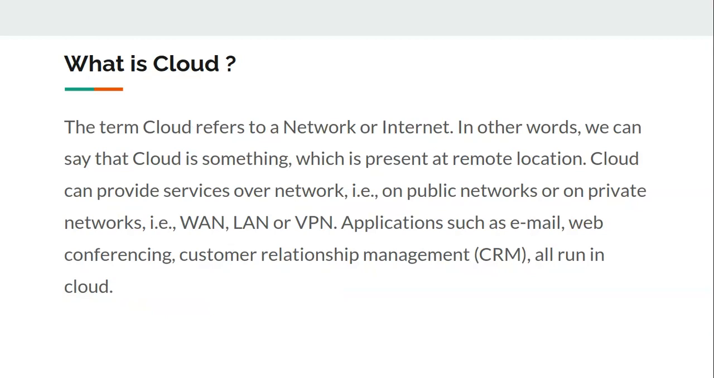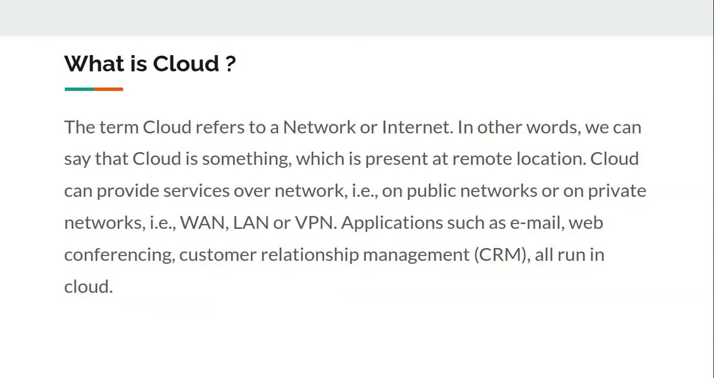What is cloud? The term cloud refers to a network or internet. When we talk about cloud, it's not the natural cloud that you see with your eyes. You can't see that kind of cloud. So it's digital. So you said it refers to a network or the internet. In other words, we can say the cloud is something which is present at a remote location.